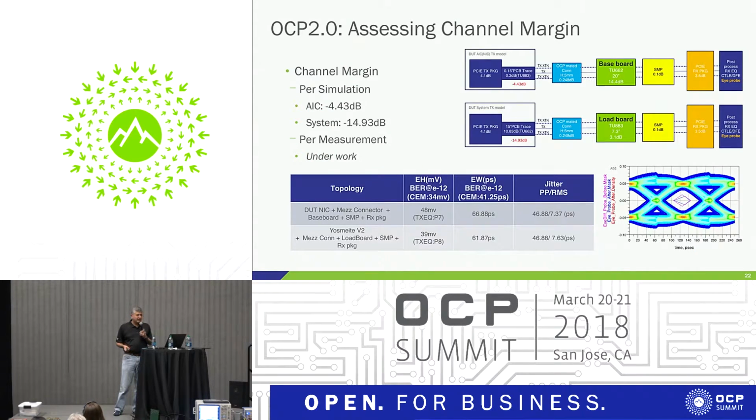Then we also took these 2.0 fixtures and tried to understand how they impact the channels in the existing platform. How much margin do we have? Right now the actual measurements are still in the works, but we have simulation data showing that we do have enough margin, both in the add-in cards and in the system. So we're able to meet interoperability from an electrical point of view.